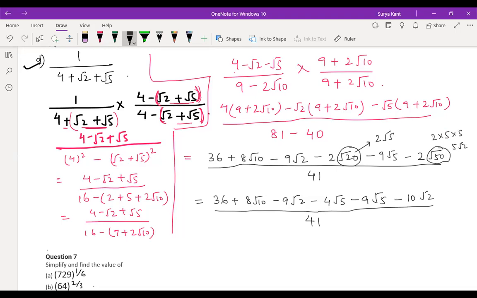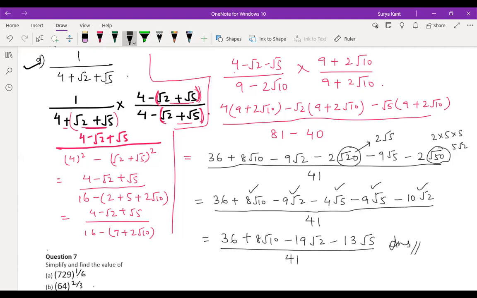Now you just see. The 36 alone, you write 36 as it is. Root 10 is also alone here, so you write plus 8 root 10. Root 2 is here as well as here, so you can write minus 19 root 2. Again, root 5 is here, root 5 is here, so you can write minus 13 root 5 whole divided by 41. Is it clear? So this is your final answer. It's coming so complicated, but only the root part you have to solve. That's it.